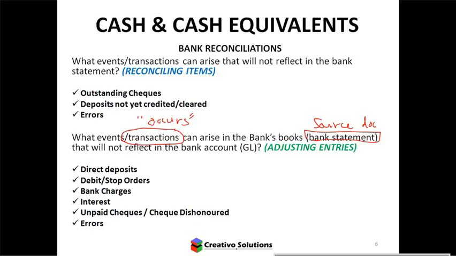Okay, dishonor checks, unpaid checks, debit orders and stop orders. Right, so a debit order would come off your account. But you won't have any proof of that debit order unless you've seen it in your bank statement. So those are all the different types of transactions that can occur. And obviously errors again. Errors would be something that the bank has done that we haven't provided for.